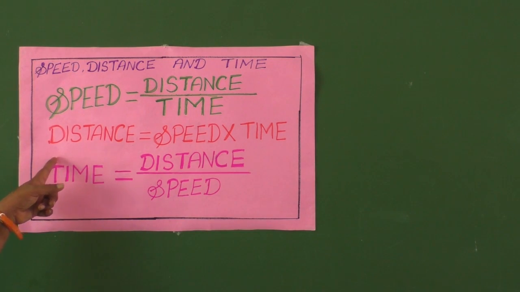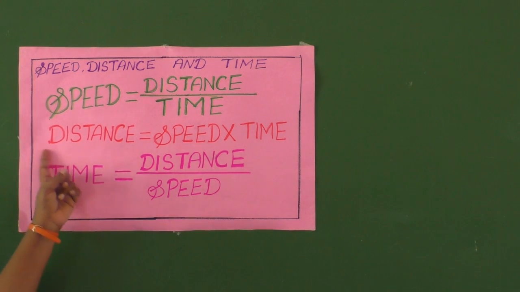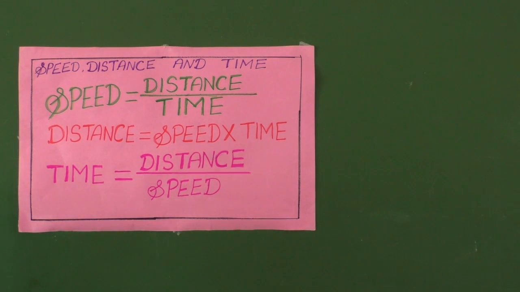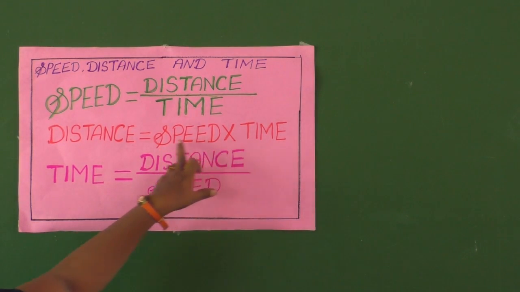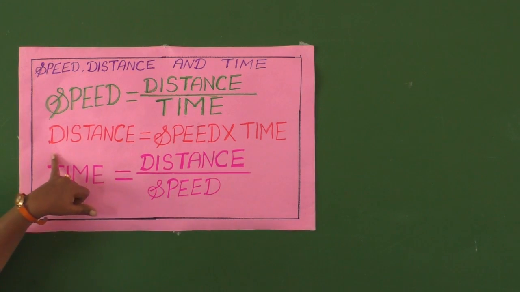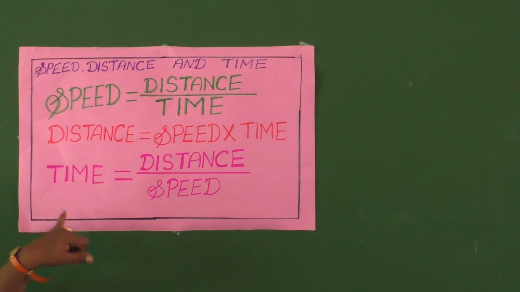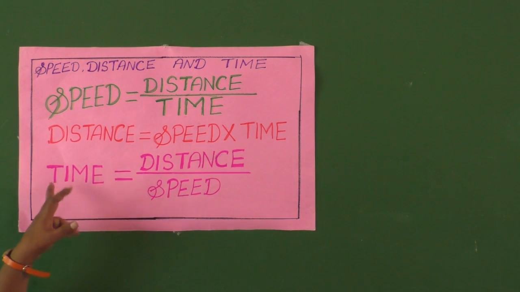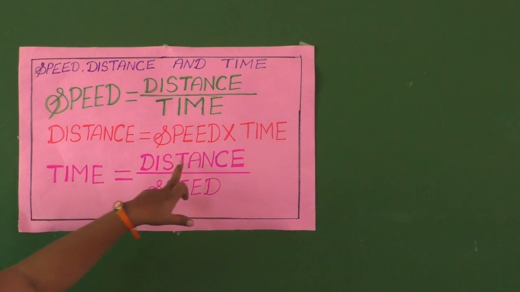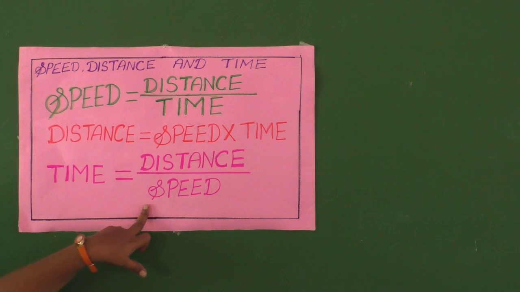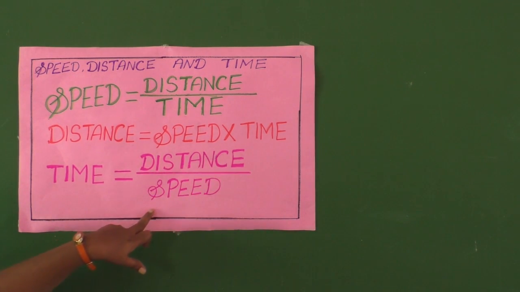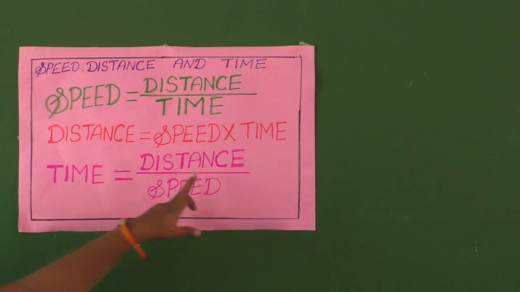Then the distance formula, how can you find the distance? Distance means speed into time. We multiply the speed and time, and we get the distance. Then time, how to find the time? Time means distance by speed. To find the time, distance is divided by speed, then only you can get the time.